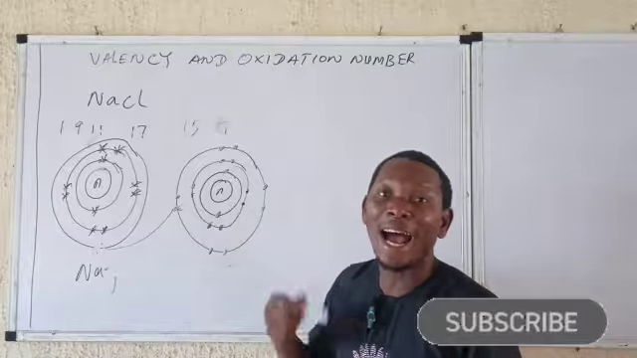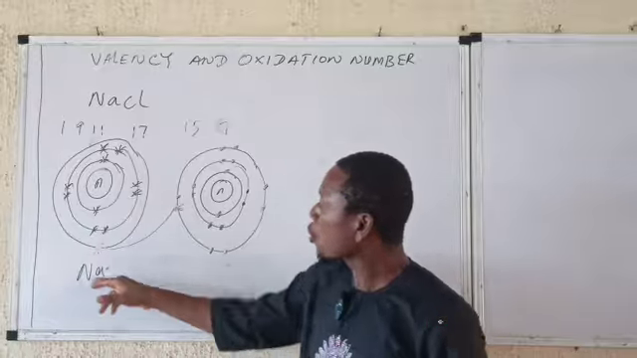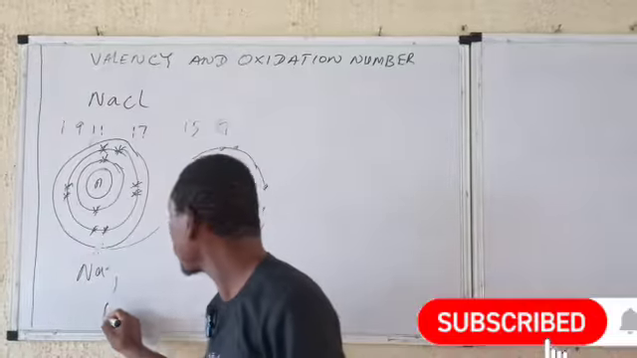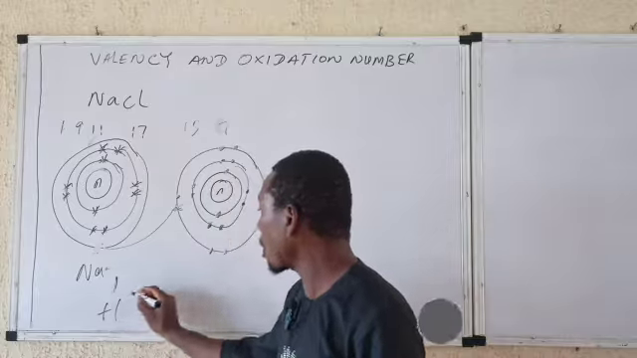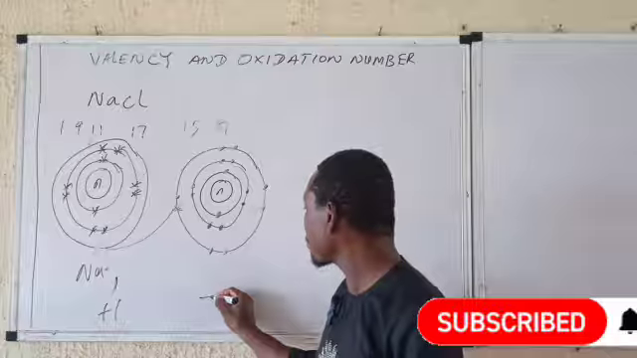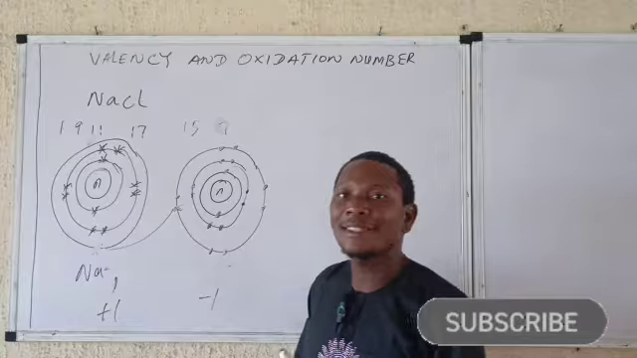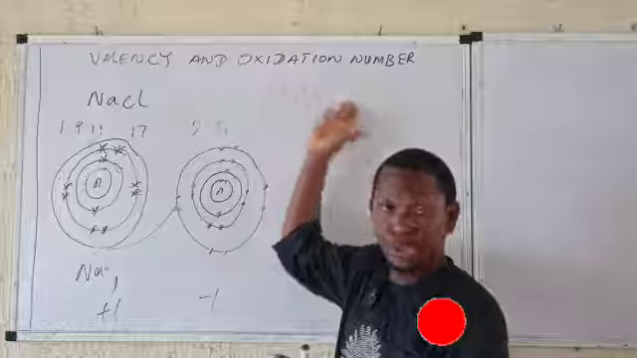But what about if I now ask for the oxidation number of sodium in this place? The oxidation number is actually the +1. Note that the valency is 1, the oxidation number is +1. All right. While the oxidation number of the chlorine in this atom is actually -1. So this is the simple difference between valency and oxidation number.